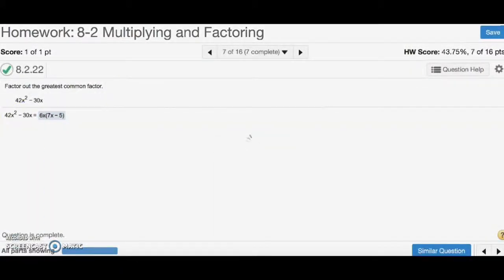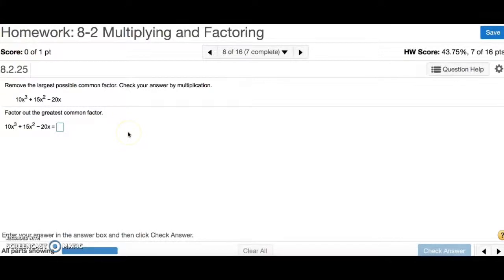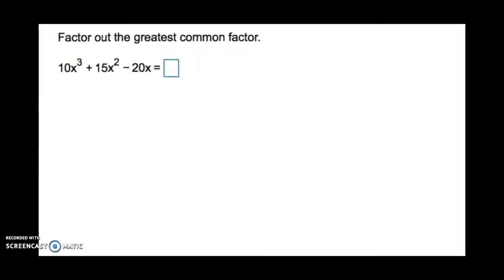And that's number 7. Number 8 is asking you to remove the largest possible common factor. So that means we need to factor it out to include both the greatest common factor and what's left after we divide it out. So let's take a closer look at it. So we look at our coefficients first and see what we can divide out of each of them. The largest number that can be divided out of each of them will be 5.